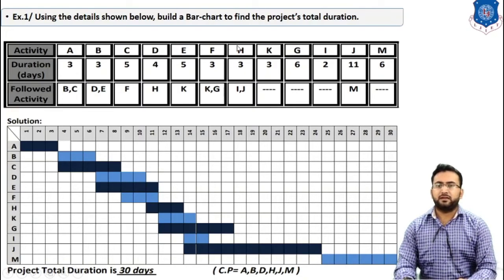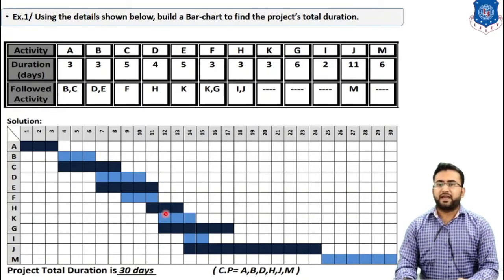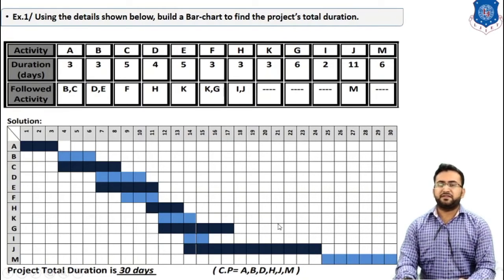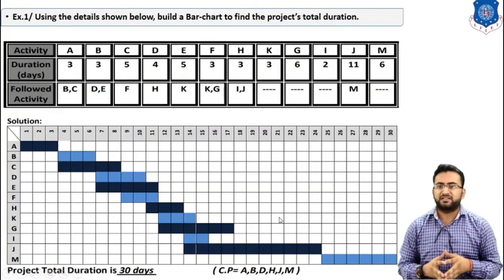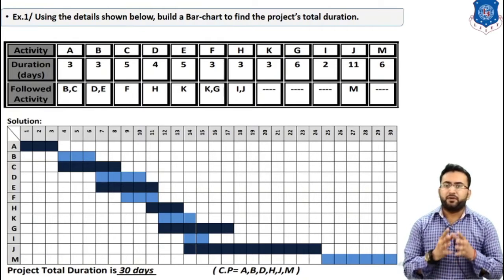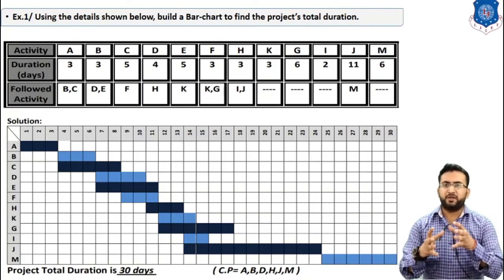Now we have to start activities K and G. K and G start after completion of E and F. Activities E and F both complete at the 11th day, so we start K and G here. K is for 3 days and G is for 6 days. So this is how we draw the bar chart. By completion of all this data, we get a 30 days duration for this bar chart. So 30 days becomes our answer.